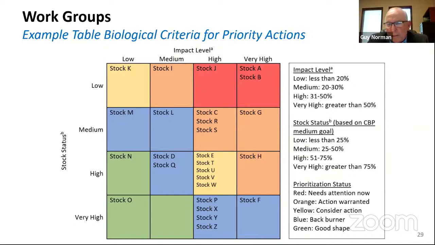And the blue and the green represent that those are not high priorities. We have stocks that are in high or very high status with low or medium impacts, or very high status with high and very high impacts. You may want to dig into what that really is, but they're not in the category of immediate attention.